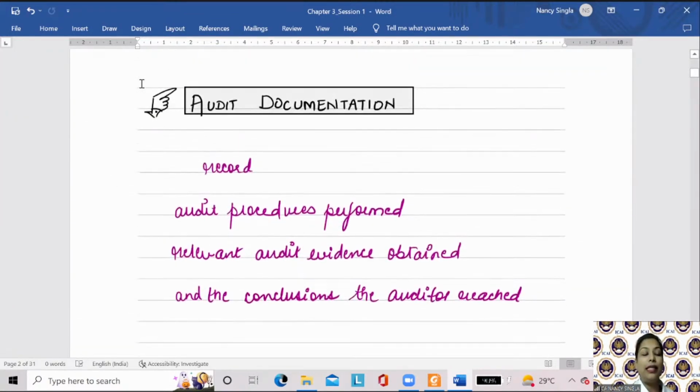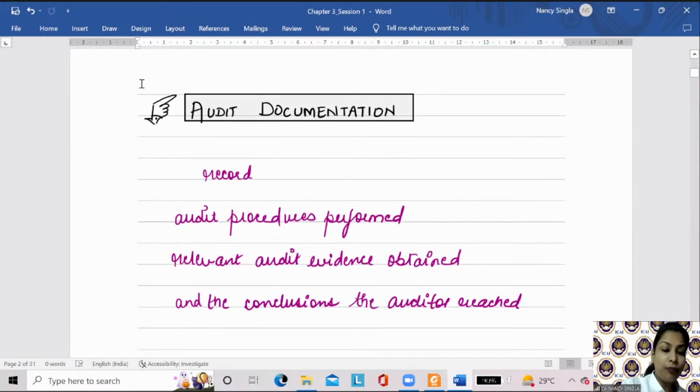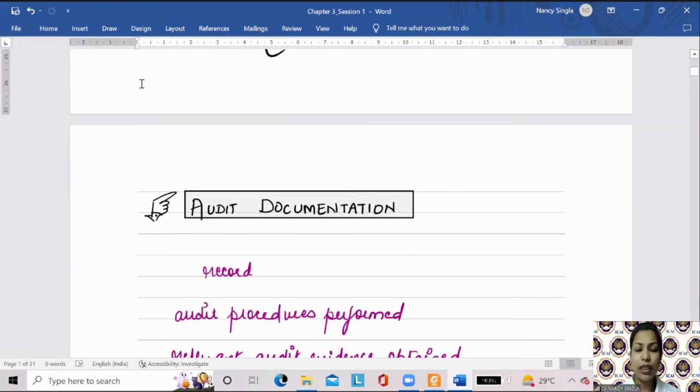Now, let us try to understand audit documentation. If you become an auditor, just keep in mind that whatever work you have done throughout the conduct of audit, you need to maintain a record of that work. And based on that work, whatever audit evidence you draw, you need to maintain a record of that audit evidence. Further, based on that audit evidence, whatever conclusions you draw with respect to a particular item of the financial statement, you as an auditor need to maintain a record of all those conclusions.